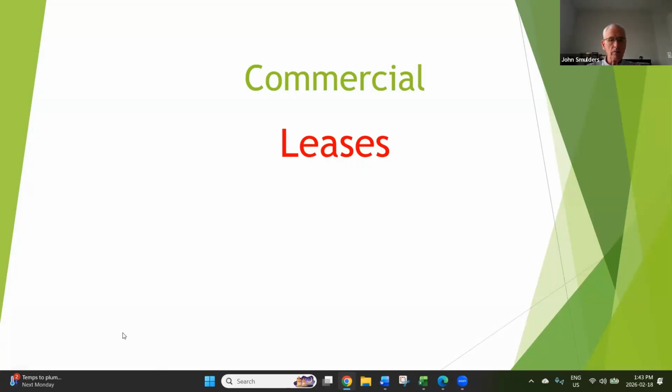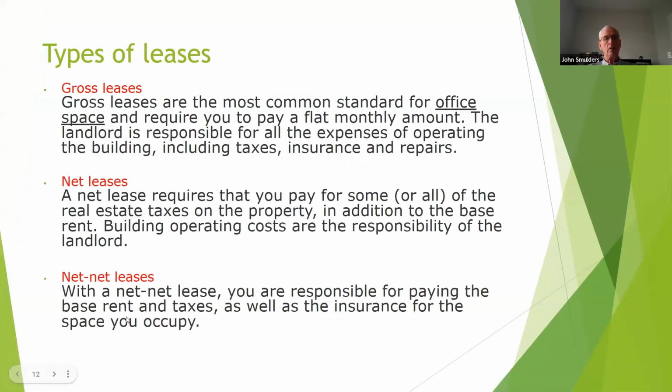So, commercial leases. Types of leases. There are a variety of different types of leases out there.